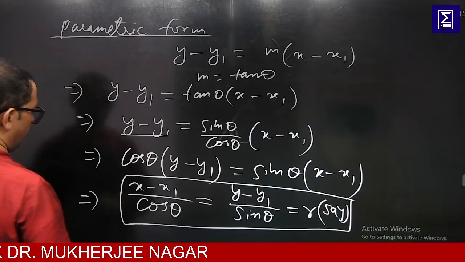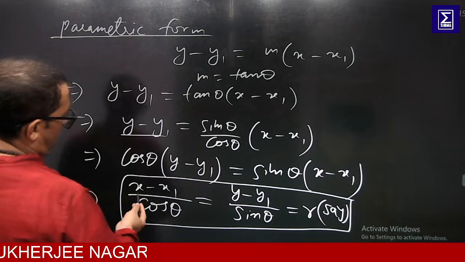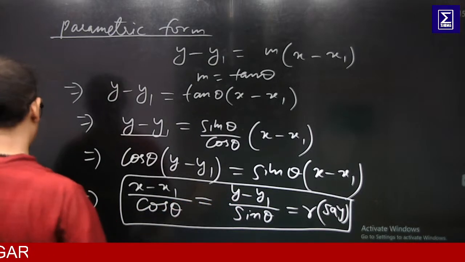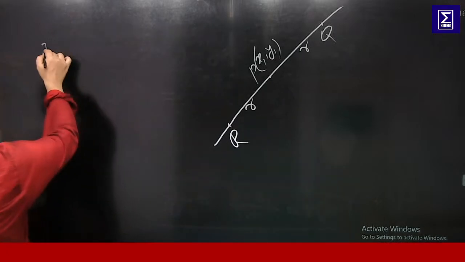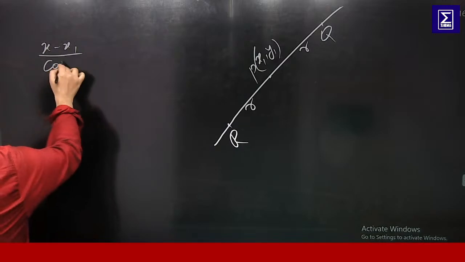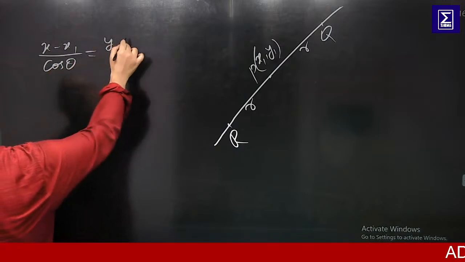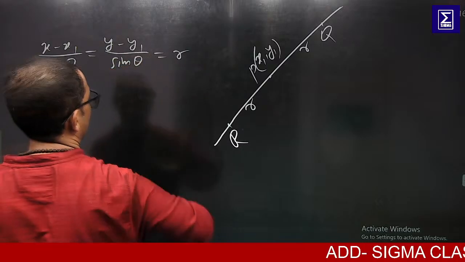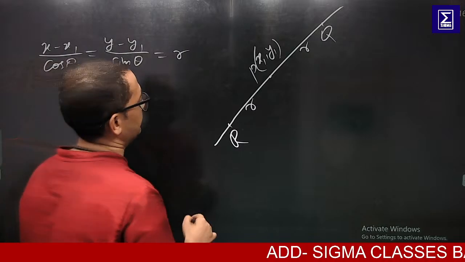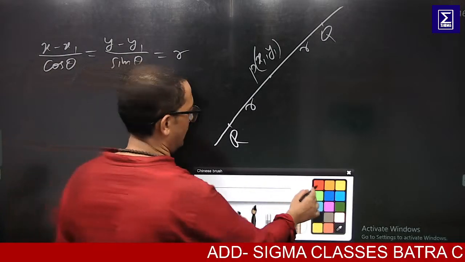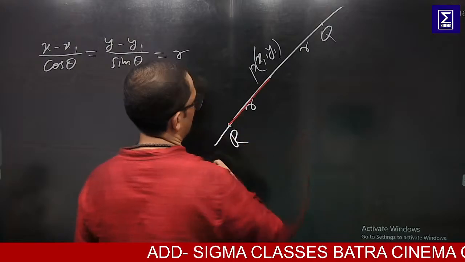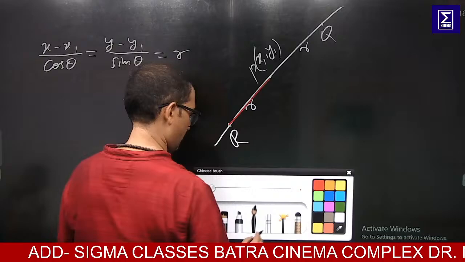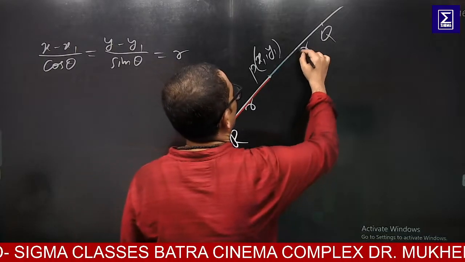So as we saw in the previous slide, x minus x1 upon cos theta is equal to y minus y1 upon sin theta is equal to R. This R is nothing but the distance here, this distance from P to R, and again the distance from P to Q.